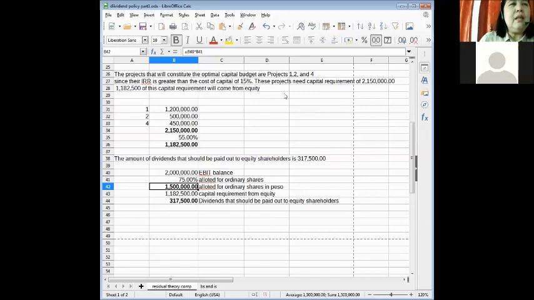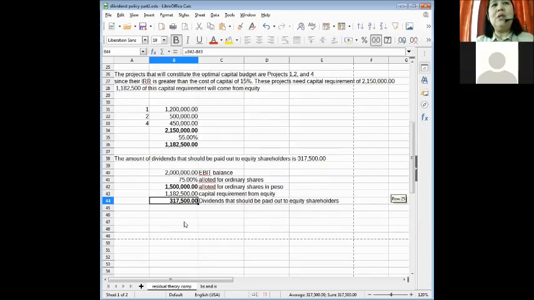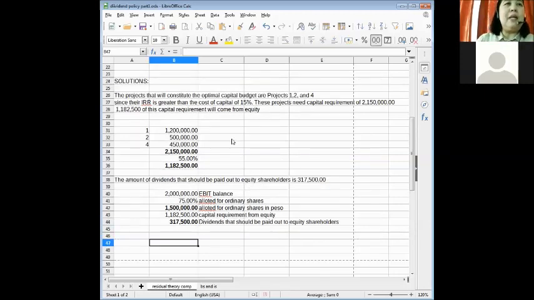Since the capital is 1,182,500, you simply divide this one to this one. You get 317,500 dividends that should be paid out to its shareholders. Yan daw ang ibibigay mo doon sa shareholders mo. So, kung marami kayo, kung ilang stocks kayo, kunwari, yung number of stockholders ay 1 million, o magkano lang makukuha mo. Yung number of stocks ang pag-uusapan dyan. So, that's it. The example of payout.